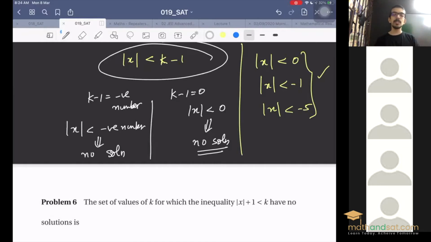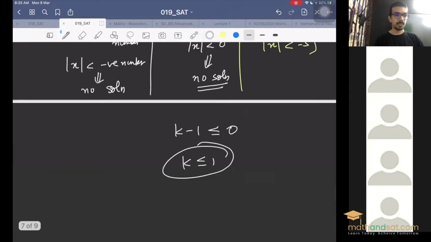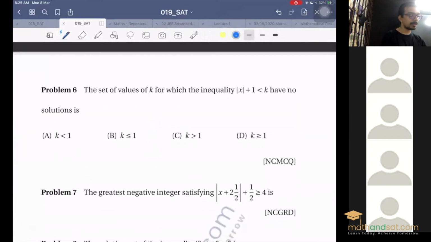So, if k minus 1 is equal to 0, there is no solution. If k minus 1 is a negative number, there is no solution. So, k minus 1 has to be 0 or less than 0. So, our answer is k minus 1 is less than or equal to 0. That is, k is less than or equal to 1. K less than or equal to 1 is the answer.